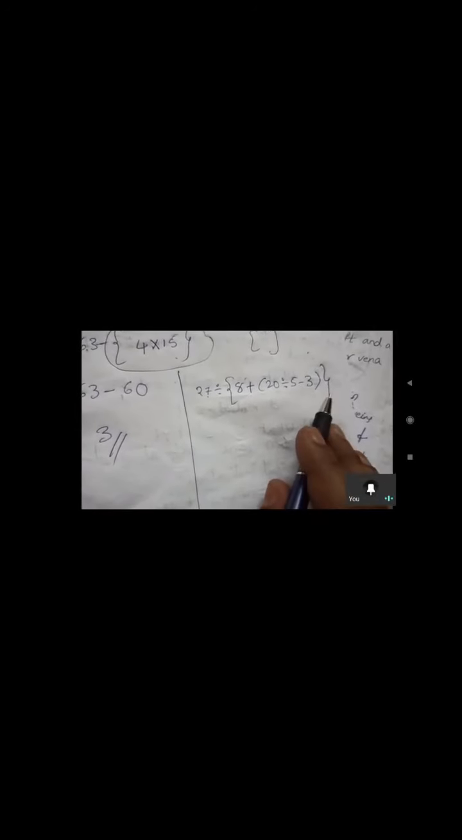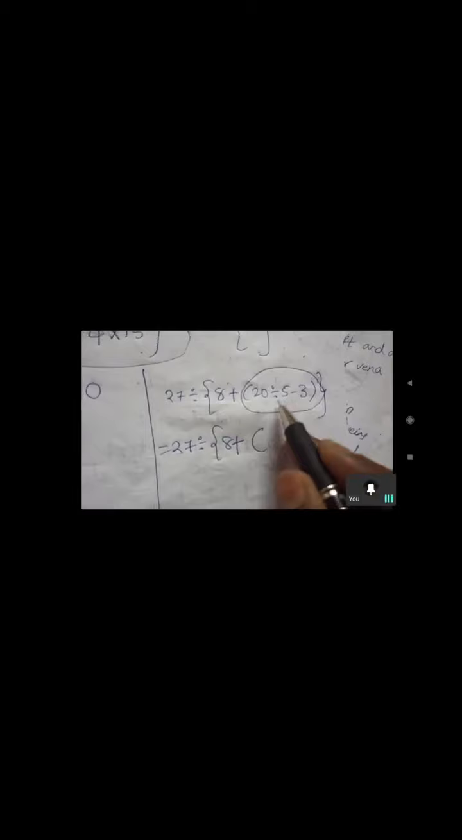And the next one is 27 divided by curly bracket 8 plus 20 divided by 5 minus 3. So this one we have to do. Here we have a curly bracket, and inside of the bracket again we have a parenthesis we need to do. So 27 divided by 8 plus, inside of the parenthesis also we have different operations.